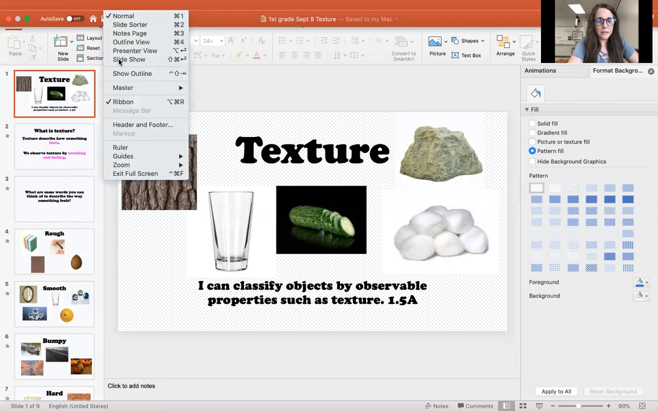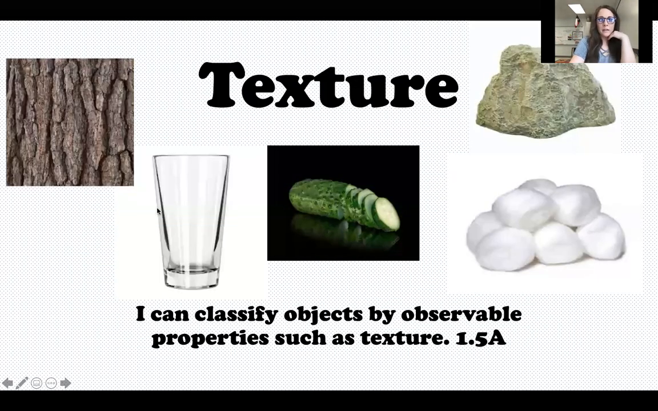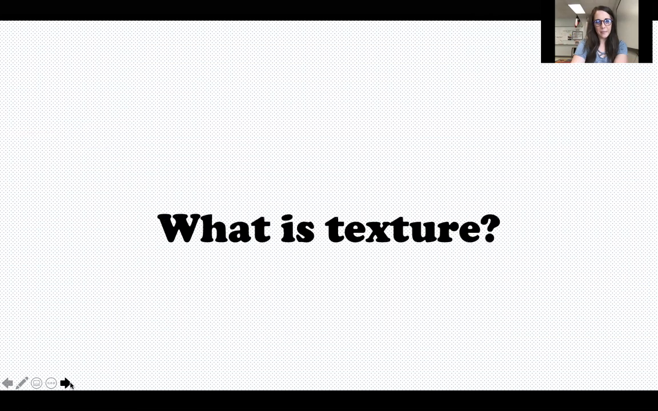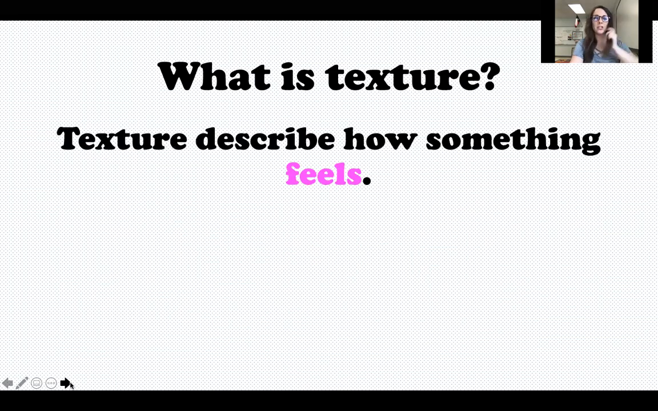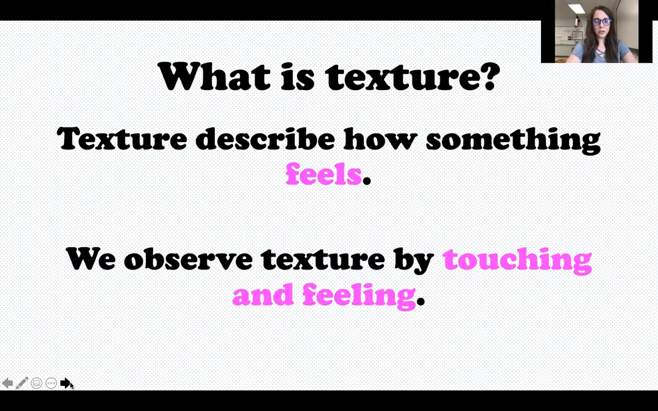All right, so texture. There's your target again. I can classify objects by observable properties such as texture. What is texture? Texture describes how something feels. We observe texture by touching and feeling.